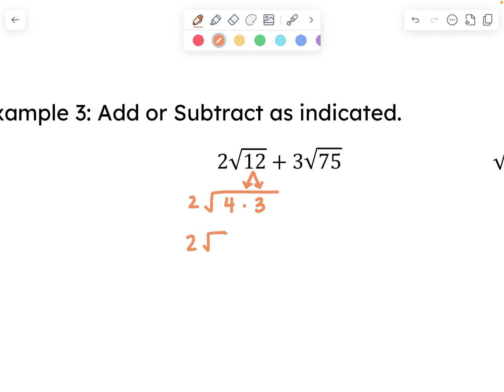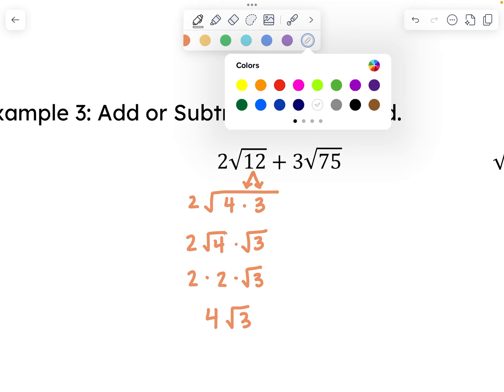That would be 2 square root 4 and square root 3. So 2 times the square root of 4 times the square root of 3, which I know the square root of 4 is 2, so 2 times 2 times the square root of 3. And that 2 times 2 is going to give me 4 square root 3. Then I'm going to look at my next one.